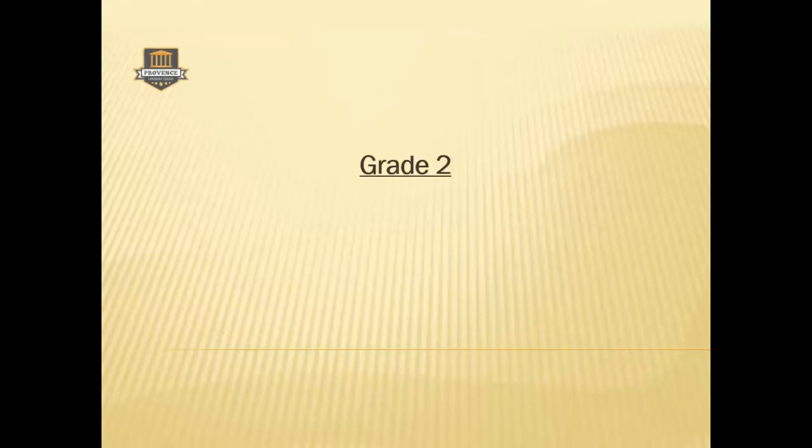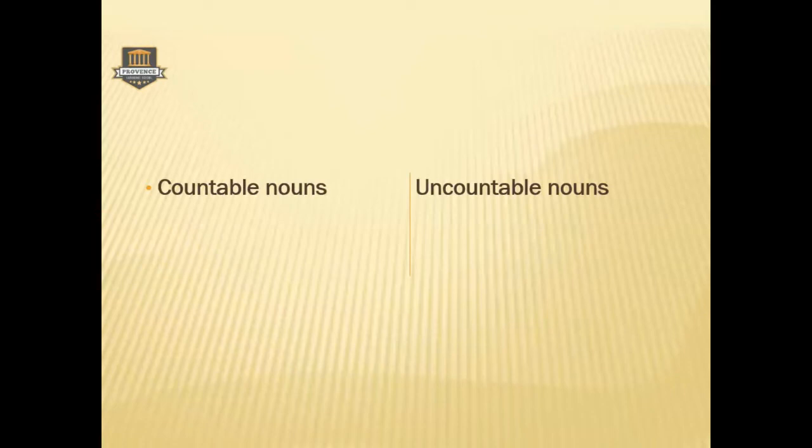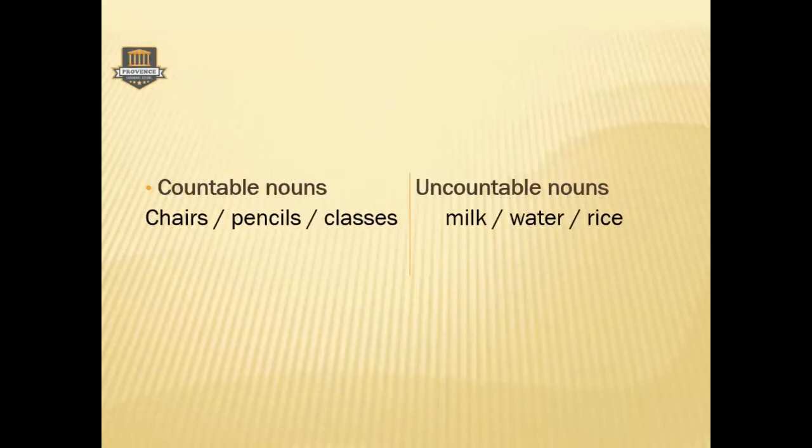Today we have a new grammar lesson for grade 2. The lesson is some and any. First of all, we have to know that there are two kinds of nouns, the countable nouns and the uncountable nouns. Countable nouns are the nouns that we can count. Like what? Like chairs, pencils, classes. We can say like schools, houses, pens, books, copybooks, and so on. Countable means we can count. For example, I can say one chair, or two chairs, or three chairs, and so on.